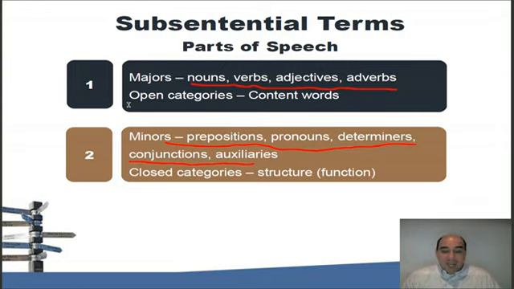The closed category words are not categories that we typically add words to. We're not adding new prepositions. We're not adding new pronouns to the language. They're more structural. They help determine what the sections of a sentence are, what parts of a sentence are. So they're structural in meaning. They don't really carry a lot of content or meaning like the open categories do. They're closed. Open and closed.